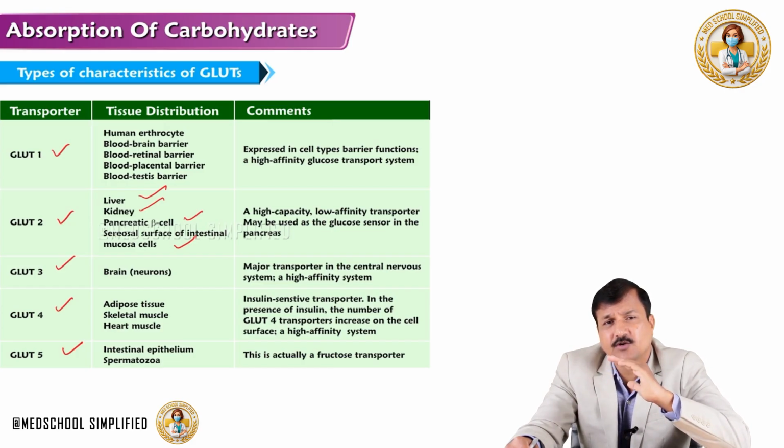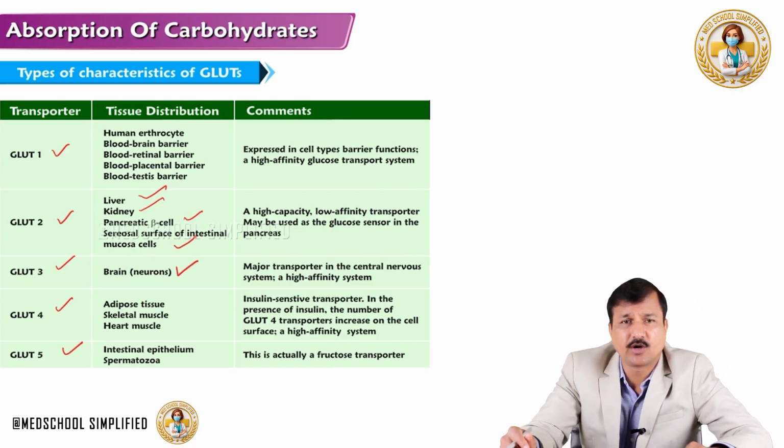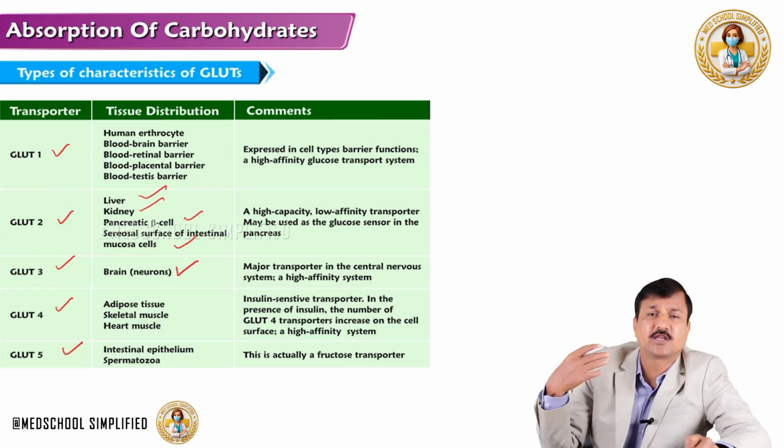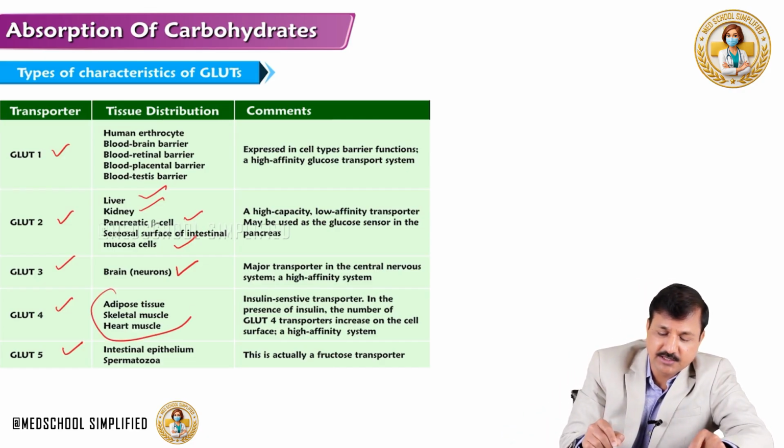These transporters work only when high glucose levels are present. And the GLUT3 transporters present in neurons are high affinity, low Km transporters, making sure that the brain gets glucose at all times. Coming to GLUT4 transporter.